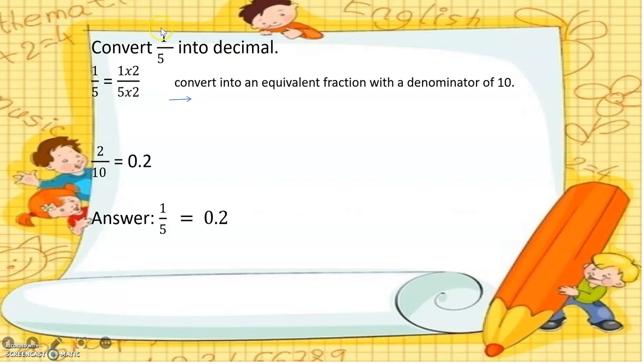So how do we convert a fraction into a decimal? Take 1 over 5. To make the denominator 10, multiply by 2. 1 times 2 equals 2, and 5 times 2 equals 10. That's why this is 10. So 1/5 becomes 2 over 10, and the decimal is 0.2. The answer is 1/5 equals 0.2.